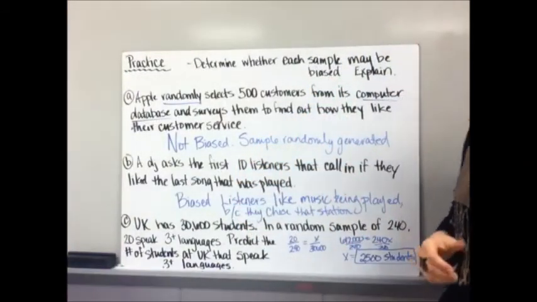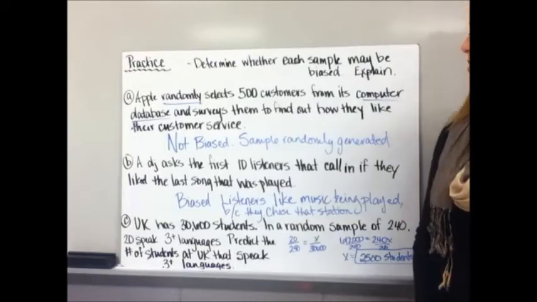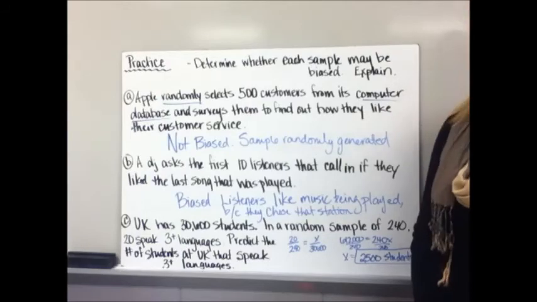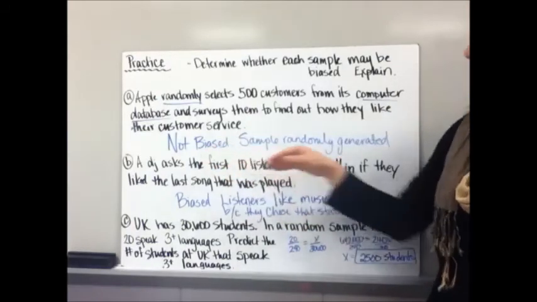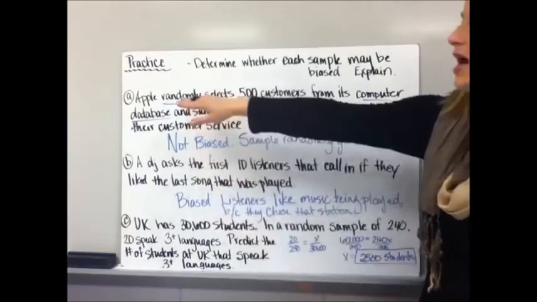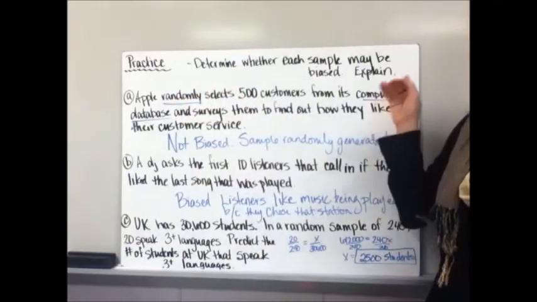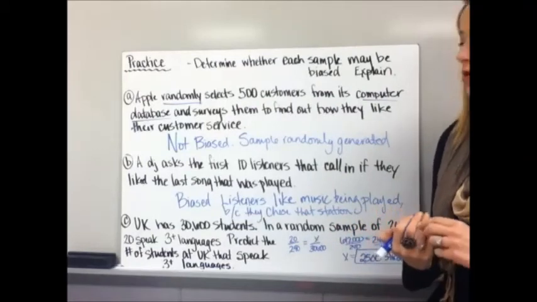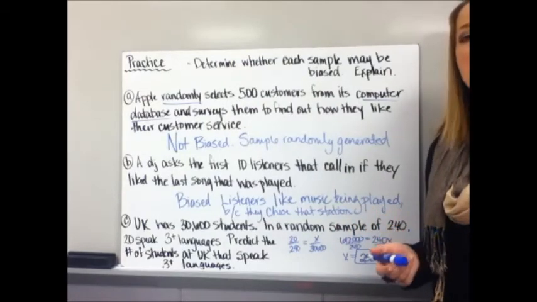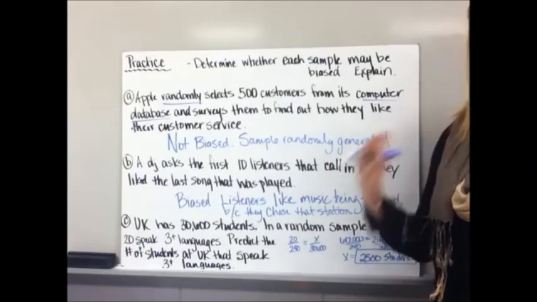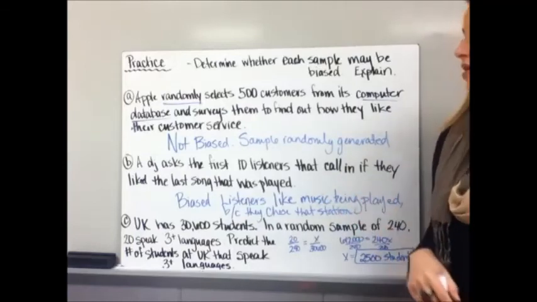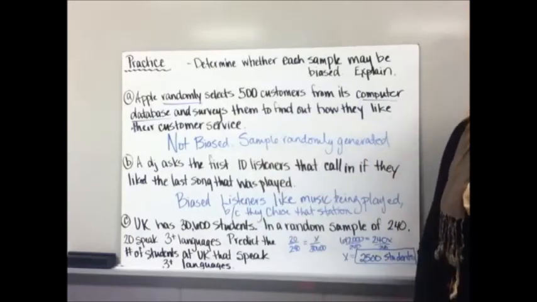On practice A, it says Apple randomly selects 500 customers from its customer database and surveys them to find out how they like their customer service. This is not biased. I know that because the sample was randomly generated. It says Apple randomly selected. It's from its computer database, so it's all of its customers, whether they were satisfied or not. It's not looking at Apple's website and looking at customer reviews, because if that were the case, Apple would be only selecting reviews to post that were positive reviews. This is pulling from their computer database, not just satisfied customers.